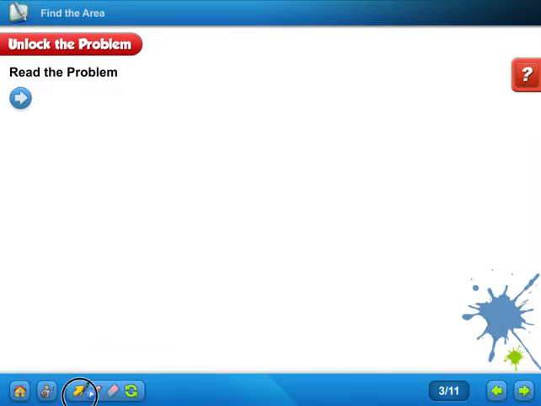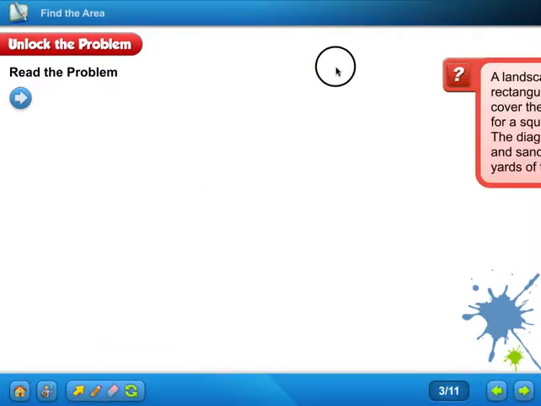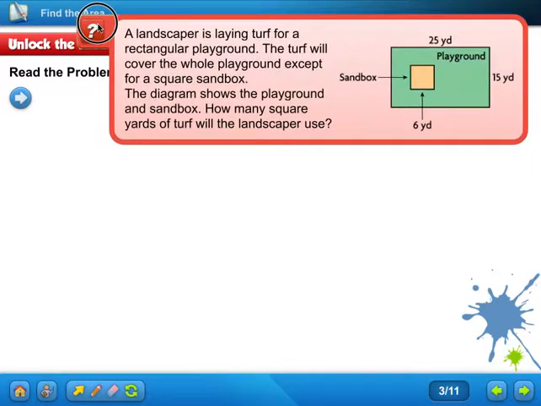First, let's read the problem. A landscaper is laying turf for a rectangular playground. The turf will cover the whole playground except for a square sandbox. The diagram shows the playground and the sandbox. How many square yards of turf will the landscaper use?